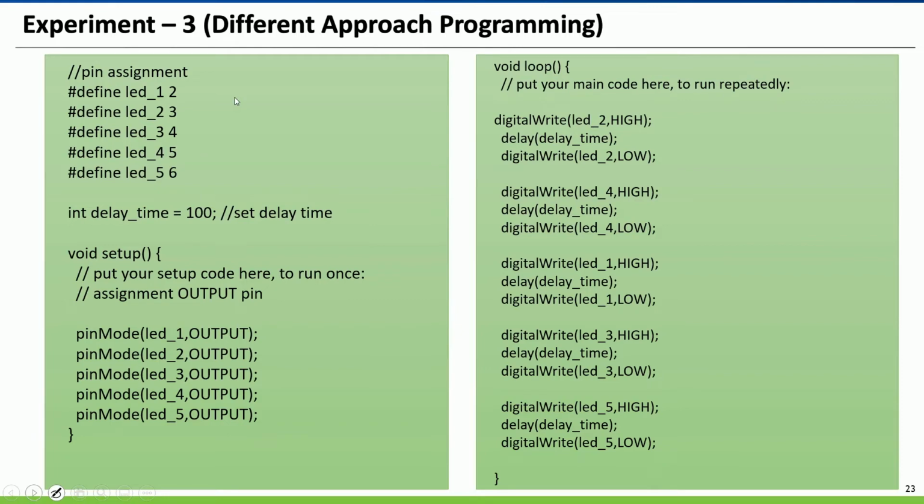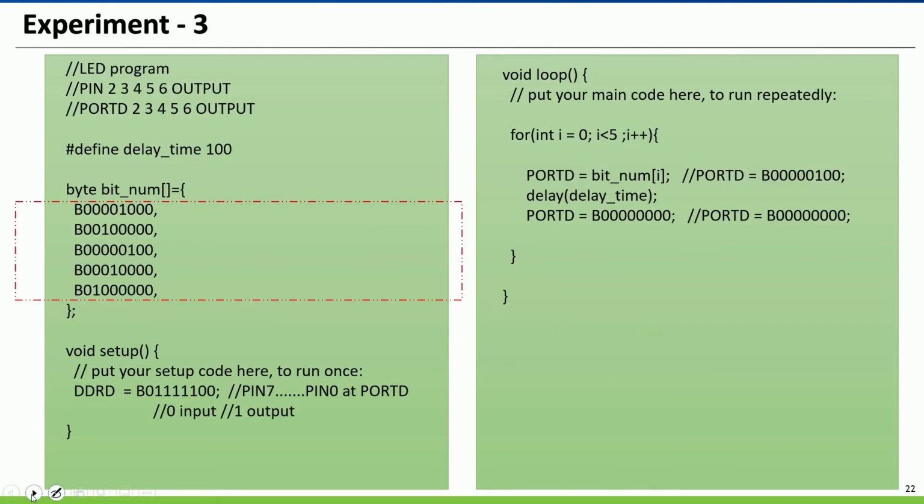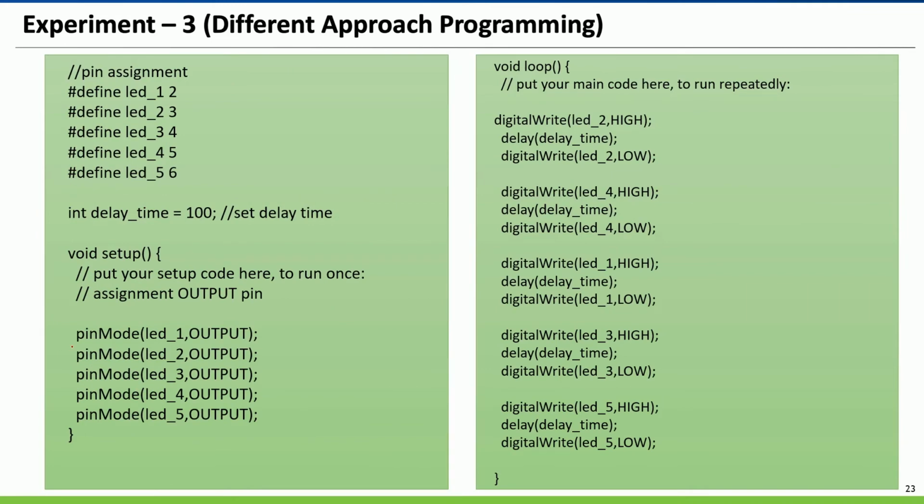If you don't want to use the byte, you can use pinMode by changing the arrangement of pins, something like this. Changing LED 2 in here, and then LED 4 on first, LED 1 on, and 3 on, and 5 on.